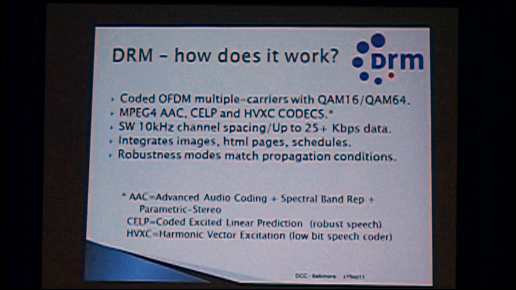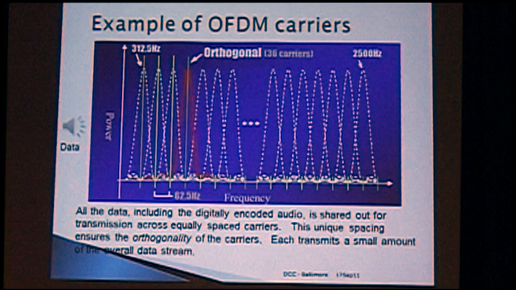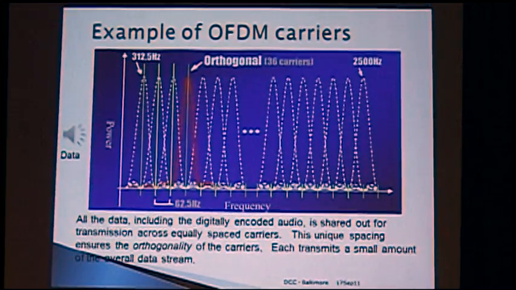And they can integrate images, HTML pages, schedules, and they have different robustness modes depending on the bit rate of the codec they use. So it's a quite effective way of sending a transmission that can be decoded over long distances, which FM, of course, doesn't have that capability.